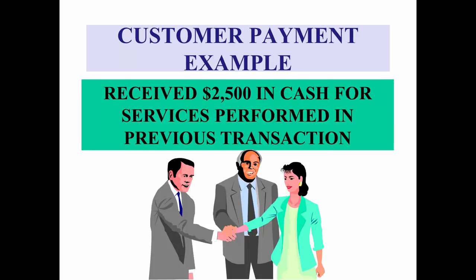Another example, we received $2,500 in cash for services performed in a previous transaction. So in other words, we already performed the services, but the customer owed us some money. Now we're receiving some of the money that the customers owed us from before. We're not doing services again. We already did the services. We already sold the services. Okay? We're just receiving some of the customers' money that they owed us from before.